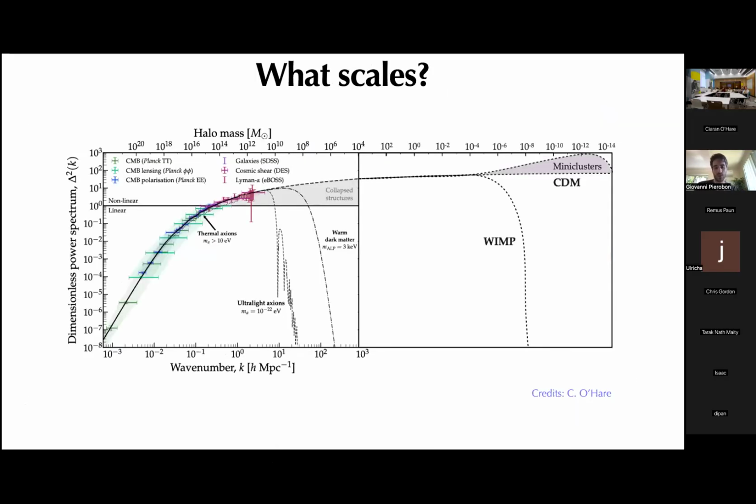Just a word of caution here, because I get this question a lot. This is not standard large scale structure. Here in the spectrum, our dimensionless power spectrum, we have a linear power spectrum here. We have our measurements from CMB and galactic surveys, and we're way over here. So we're talking about subgalactic scales. When you look at the plots from before, we're talking about sub-parsec scales, which are well subgalactic.